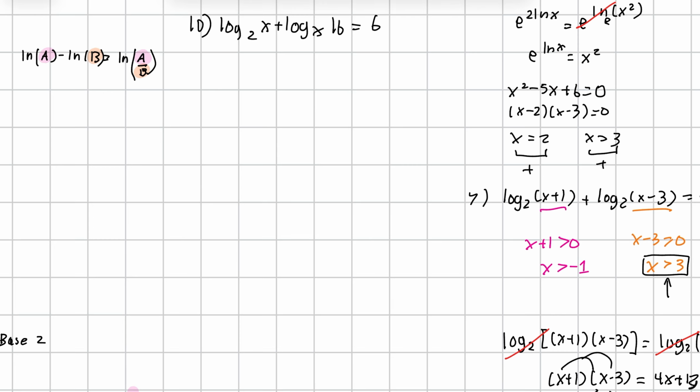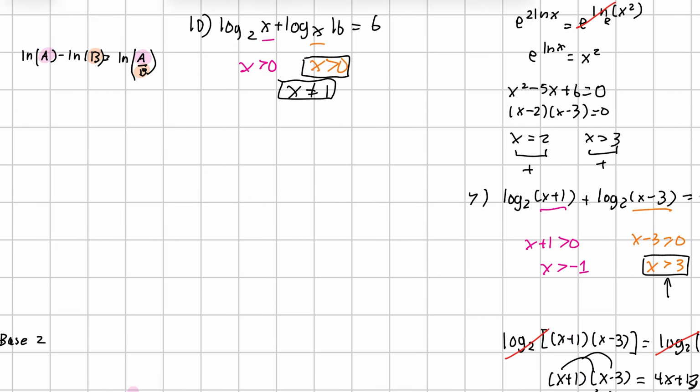So first off, let's check our domain. For this, x must be greater than 0, and for log base x of input 16, x must be greater than 0. So we also have that x cannot equal 1. So we have this requirement and this requirement.